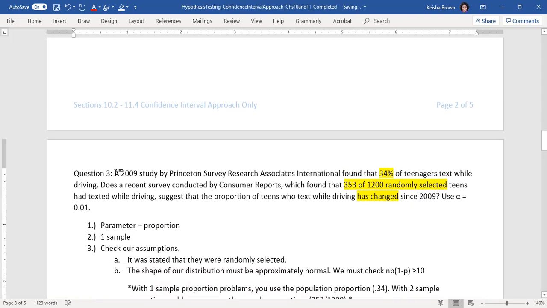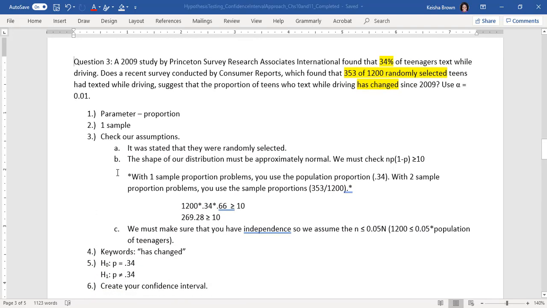We have question number 3. This is our one sample proportion. We know it's a proportion because of that percentage. We also know it's a proportion because you have a number out of another number. It also says proportion here, so that helps. And we have one sample. We took one group of 1200.